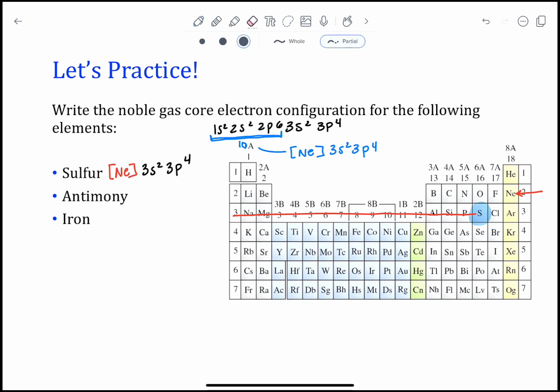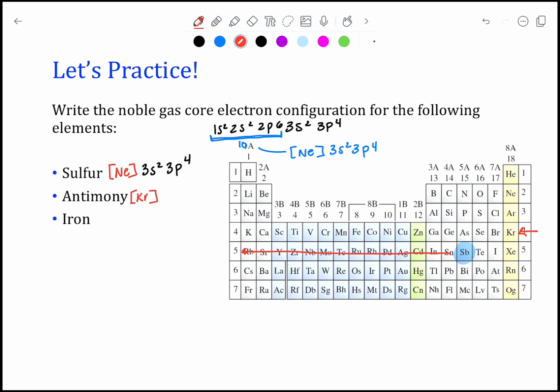Okay, so let's try another one. Let's do antimony. Antimony has one of those funny element symbols. Antimony is Sb. Sb is down here. The noble gas that comes before antimony, we're going to work backwards, we're going to go up to 4, is krypton, Kr. Krypton has how many electrons? 36 electrons. Antimony has 51 electrons, so we need to get up to 15 extra electrons after Kr.